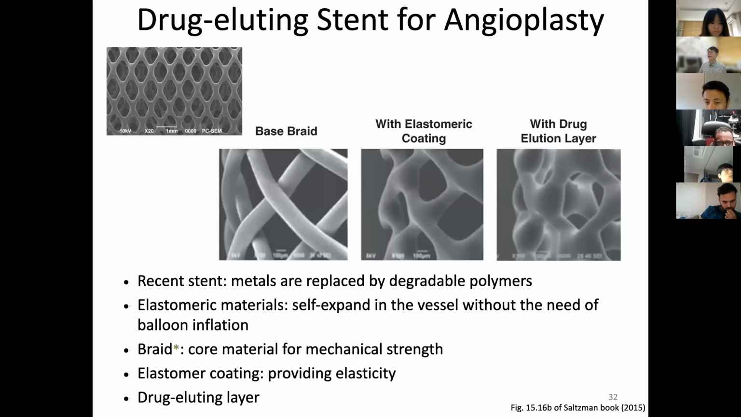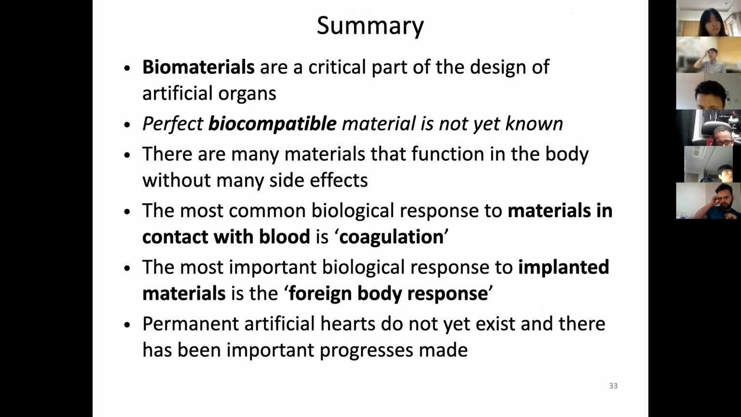And here comes the electron micrograph showing a drug-eluting stent. The recent stent, which is actually metal, can even be replaced with degradable polymers, and that braid, and we have a coated elastomeric coating providing elasticity to this stent. And also you add this drug-eluting layer. Okay, braid means this, like you can see from hair.